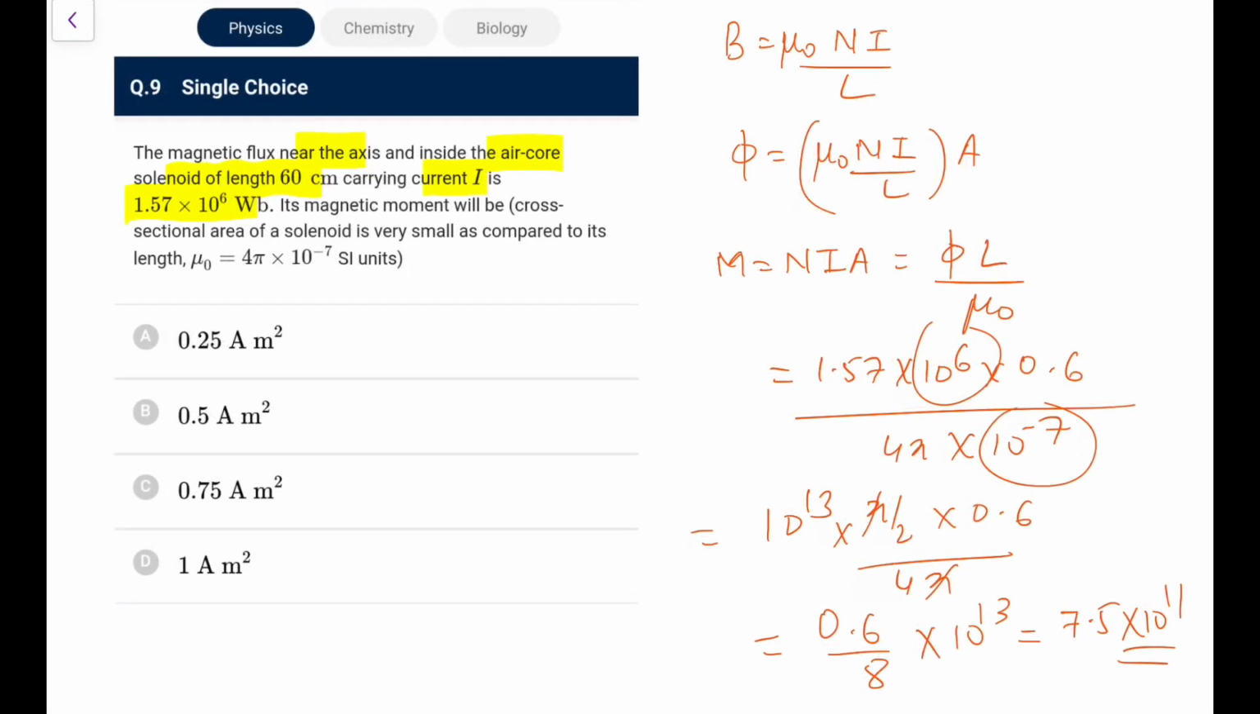So none of the options is matching, and if I am seeing their solution, they have taken this flux to be 10 to the power minus 6. If I have taken it 10 to the power minus 6, then it would be 0.75, because 10 to the power 12 would have been the change. So for me it's a bonus, and if they have made that correction, it would have been option C. So right now it's a bonus.